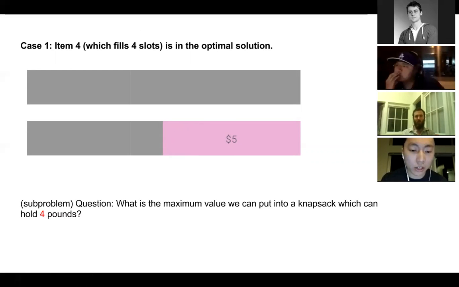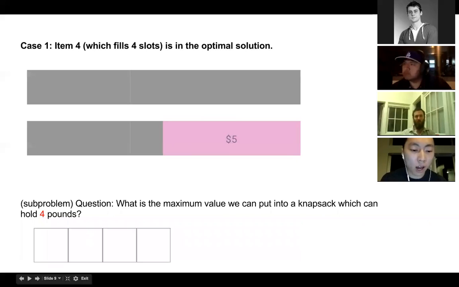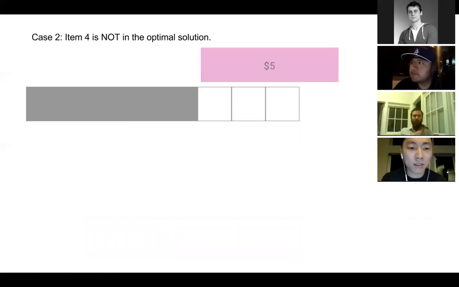what happens is now we have a new question. What is the maximum value we can put into a knapsack which only holds 4 pounds? So if we optimize this with this item 4, what's the maximum value that goes into this space? So basically, we've reduced the problem into a much smaller problem, which is how can you optimize 4 slots? So case 2, again, is that item 4 is not in the optimal solution.